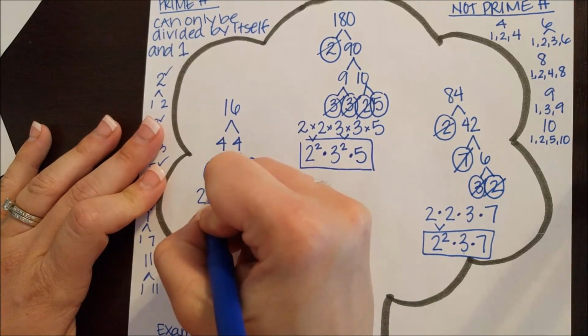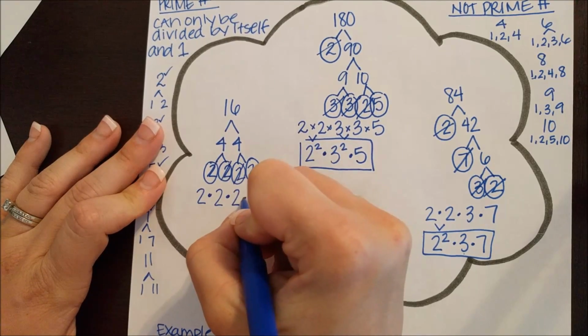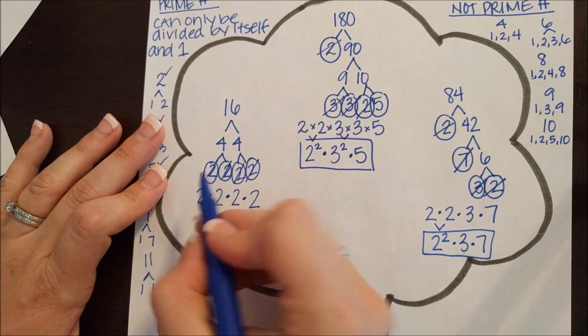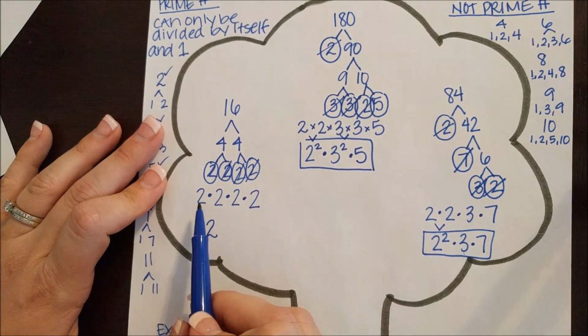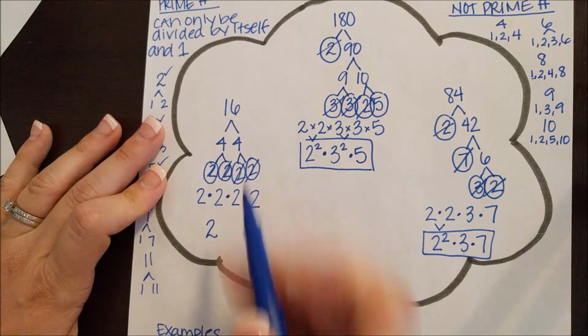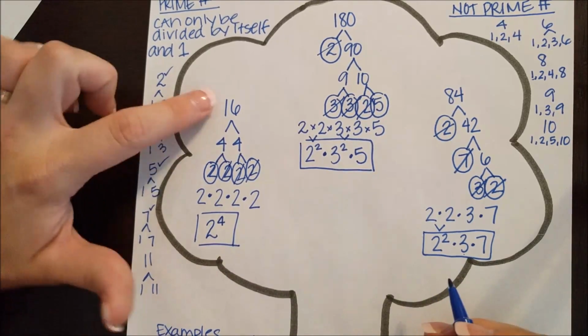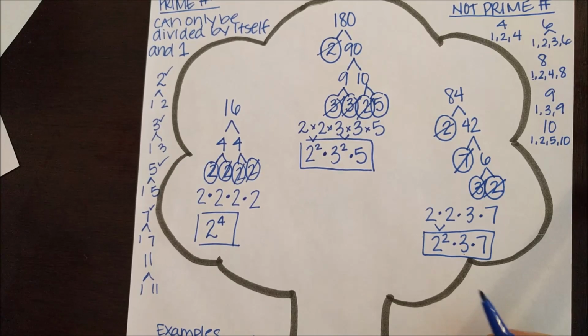Now that I've broken 16 down into all prime numbers, I'm going to write my standard notation. So 2 times 2 times 2 times 2. Now let's write that in exponential notation. So my base is going to be 2, and how many times am I multiplying it? 1, 2, 3, 4. So my exponent is 4. So the prime factorization of 16 is 2 to the 4th power, or 2 to the power of 4, however you want to say it. And those are our notes on prime factorization. Make sure you have everything copied down on this that I did.